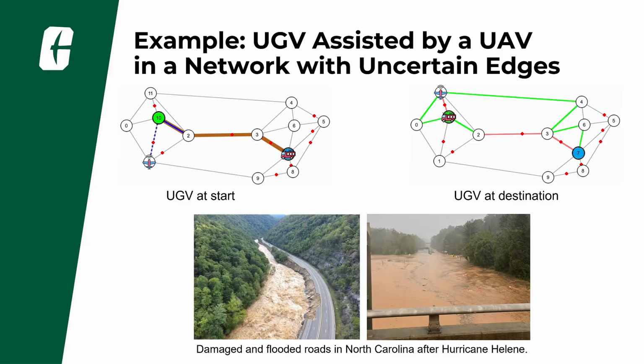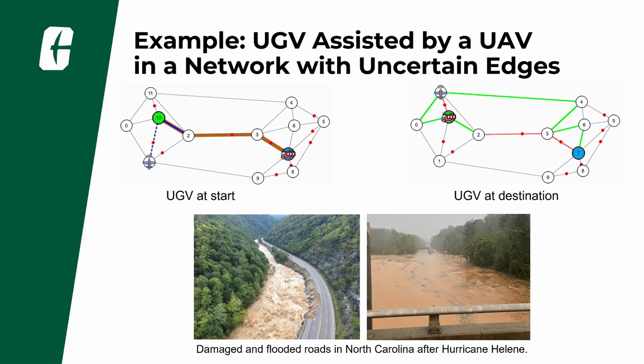Here is a simple example of the problem we study. A ground vehicle starts at one location and needs to reach a destination. The road network is uncertain. Some roads may be safe, while others may be damaged, flooded, or blocked. The images at the bottom show real examples of damaged roads and flooding after Hurricane Helene, which motivates this setting.